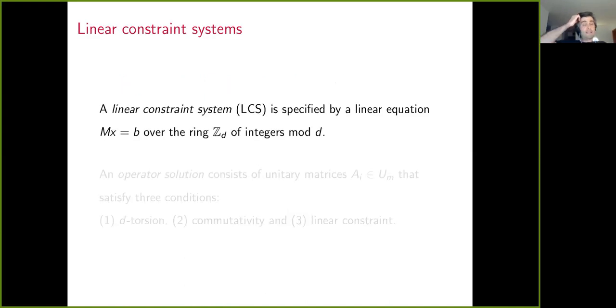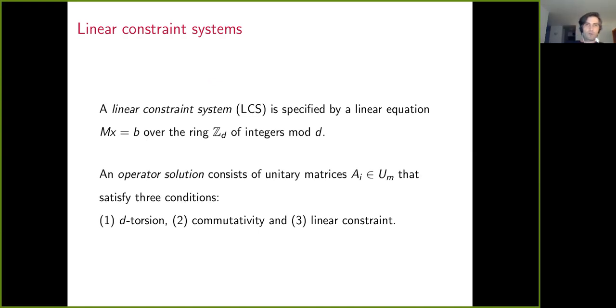So the basic object that I'm going to talk about is linear constraint systems. These are a useful formulation of state-independent contextuality. Essentially, it's a very natural problem. You have a linear equation over the integers Z mod d. So let's say you have a matrix equation Mx = b, where everything is over Z mod d.